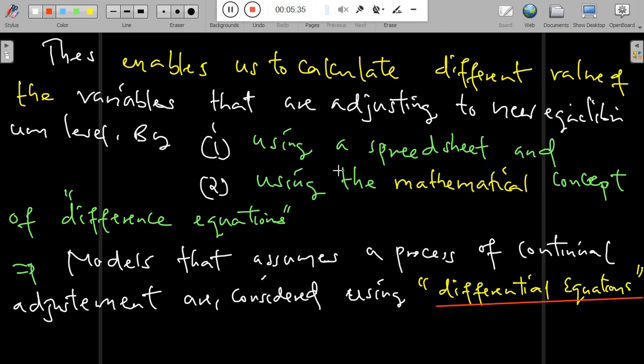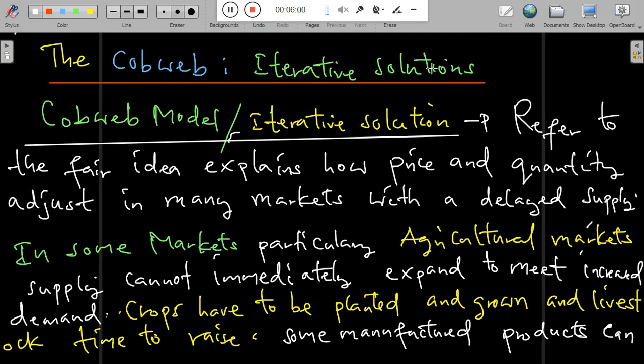It will be better now that we understand the meaning of the COBWEB model under iterative solutions. The COBWEB model refers to a theory that explains how prices and quantity adjust in many markets with a delayed supply. So in some markets, particularly agricultural markets, supply cannot immediately expand to meet increased demand.